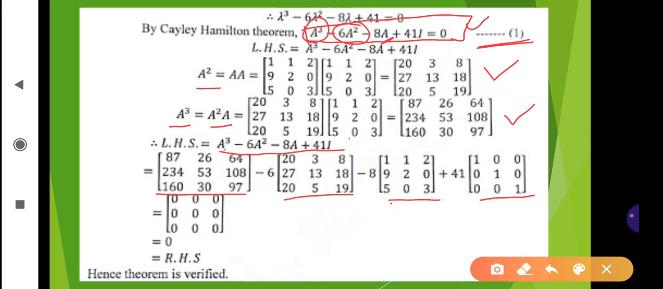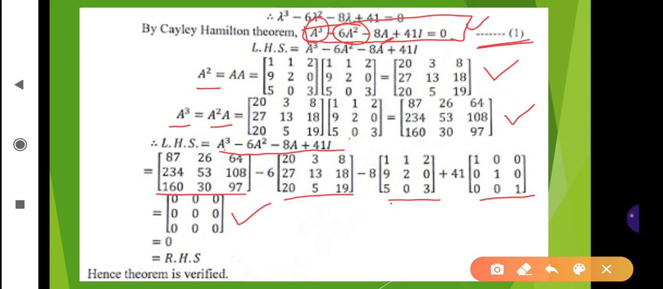Then after simplifying all these additions and subtractions, we will get this matrix, that is a 0 matrix. First row is 0 0 0, second row is 0 0 0, third row is 0 0 0. You can check after calculation of all this, we will get this.